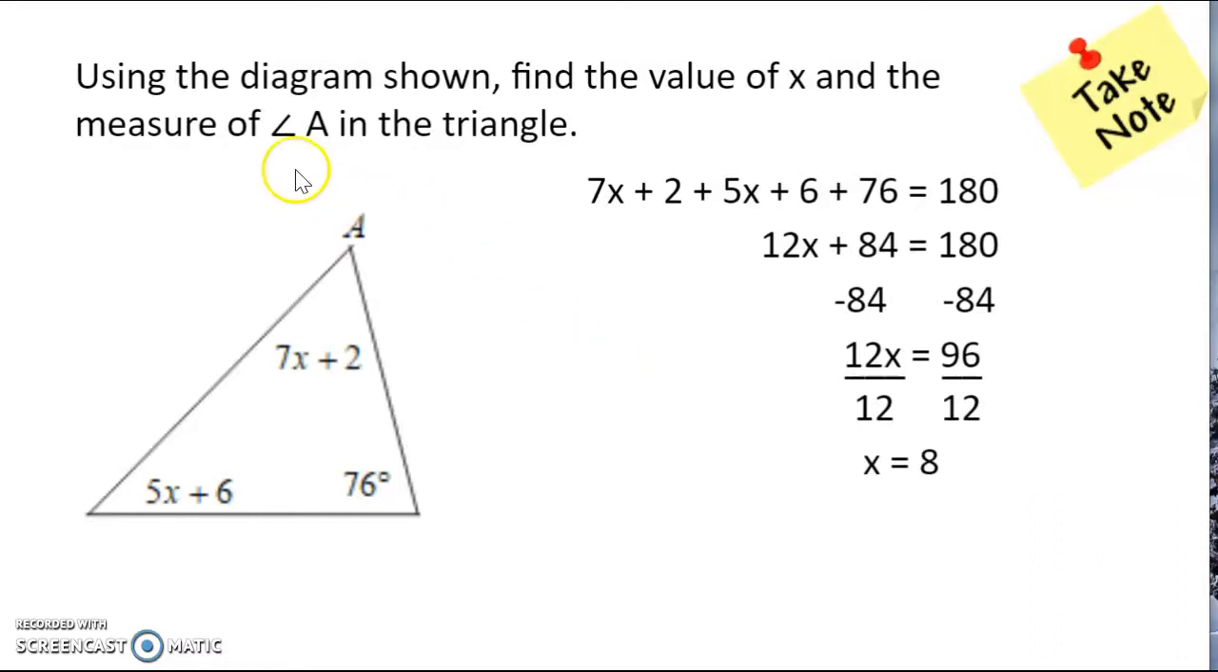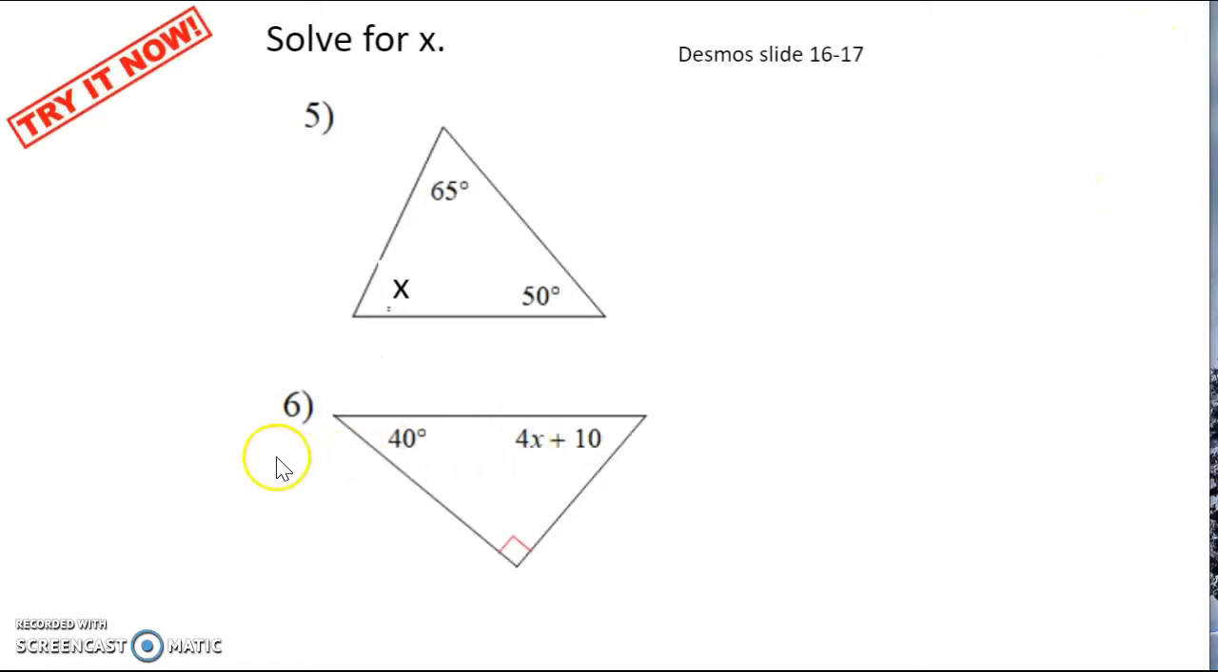We're not quite done yet, because we have not figured out the angle measure of angle A. Measure of angle A, it says, is 7x plus 2. We figured out what x is, so we need to multiply that number. 7 times 8 is 56, plus 2 is going to be 58 degrees. Okay, all right, this is your turn. You are going to try to solve this problem now.